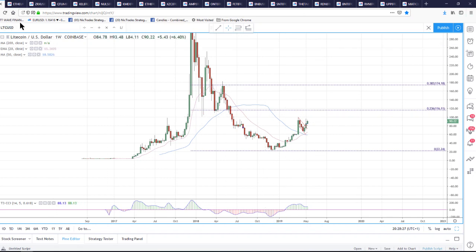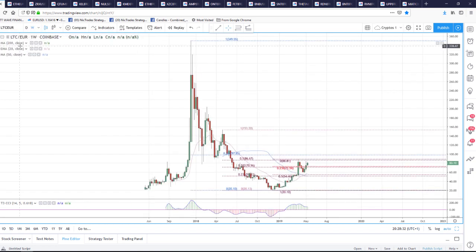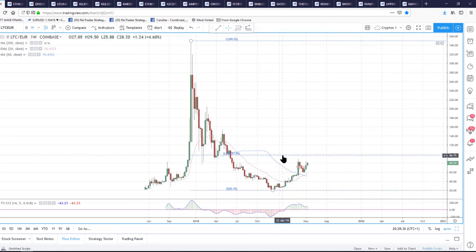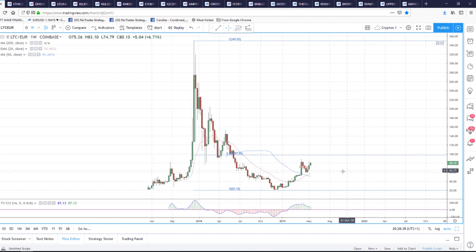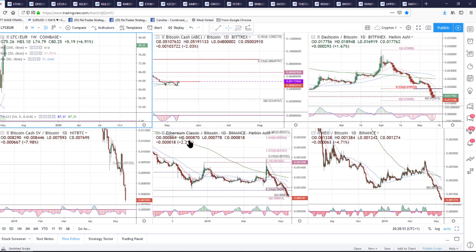And if you're looking for Litecoin euro, that's the next resistance. Then Litecoin euro, we got that same big 236 fib coming up at 97.85. Same pattern, same bullish reversal of our moving averages on the weekly. And we're looking for one more leg higher to 97.85 next. So that's Litecoin.